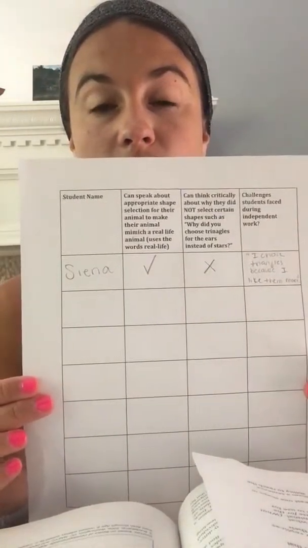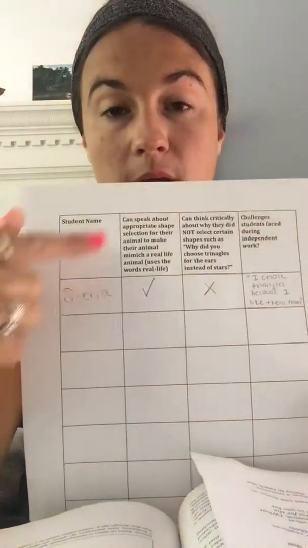So for step 2, after students view this, I want students to head back to their seats and they can begin doing this on their own with their own shapes. For this part, this will be my documentation assessment, and I would like to have a student's name. I'll be walking around and asking the students, checking off if the students can speak about appropriate shape selection for their animal to make their animal mimic a real life animal. Uses the words real life.